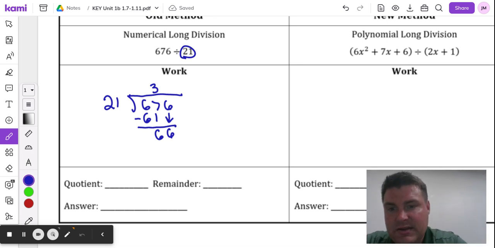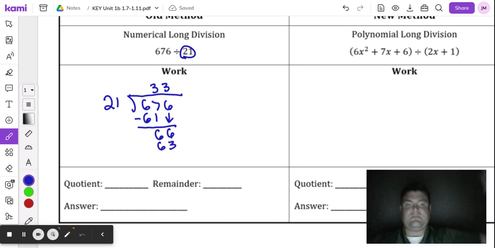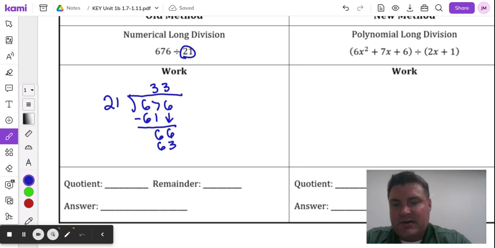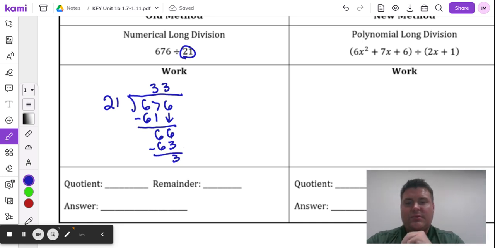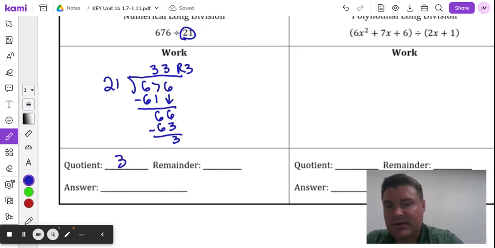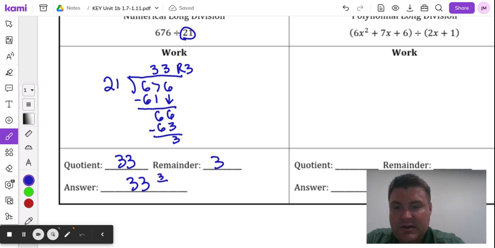3 again. Is it a complete 3? No, we're actually going to have a remainder here. Subtract that, and we're going to have 3 left over, so we used to put R3 for remainder 3. So the quotient here is going to be 33. The remainder is 3. How do we write this as an answer? This is actually going to be 33, and 3 21sts.